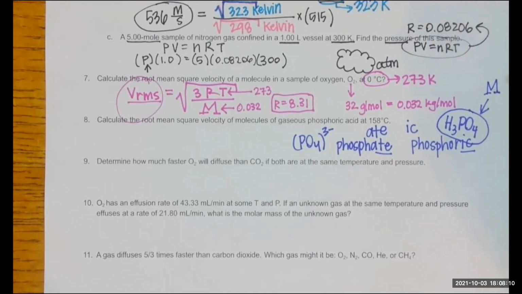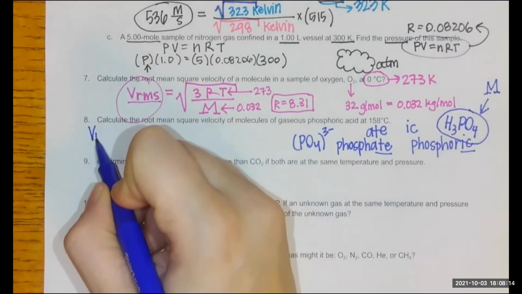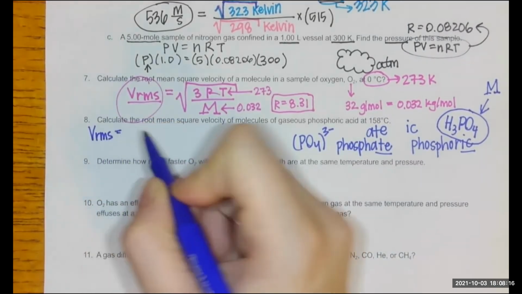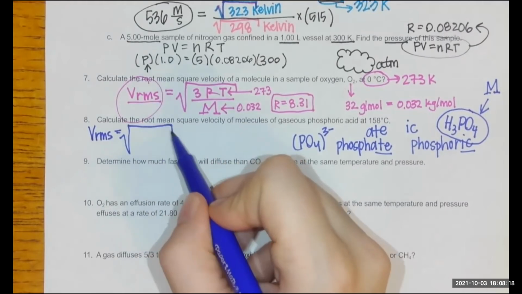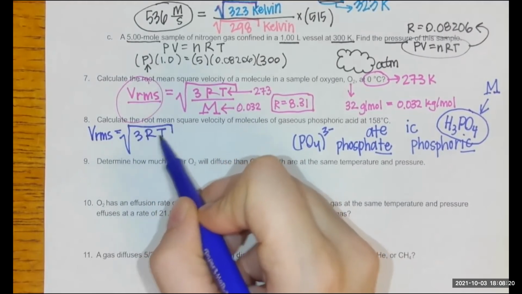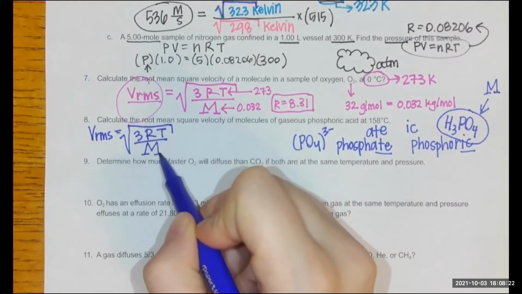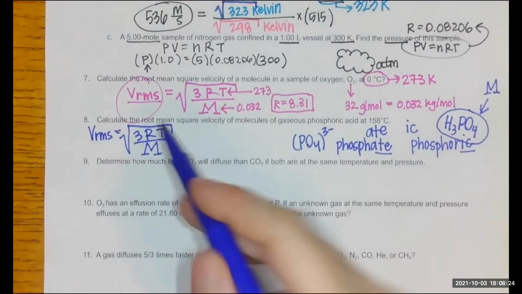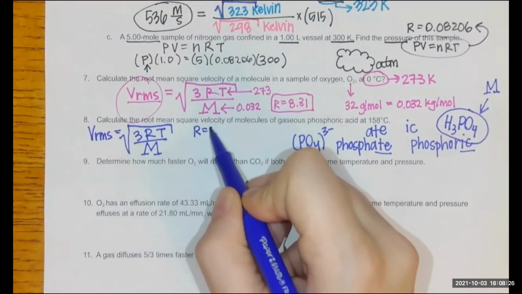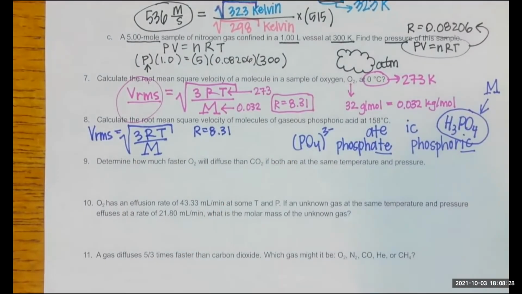Add up how much this weighs. Get your molar mass in kilograms. Plug it into the formula. VRMS equals the square root of 3RT over the molar mass in kilograms. Make sure you use 8.31.